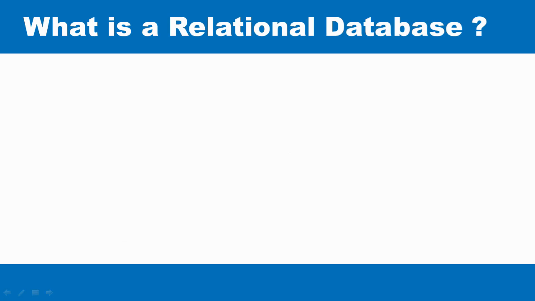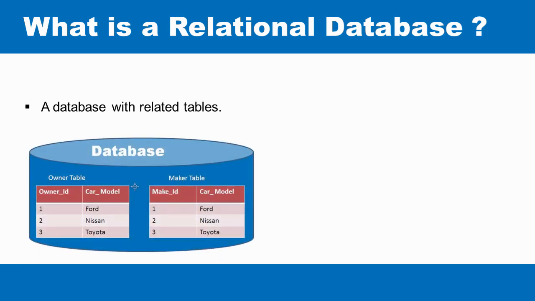What is a relational database? A relational database is a database with related tables. So where you have two or more tables related in one way or the other, it is known as a relational database. In the illustration I have here, I've got two tables.